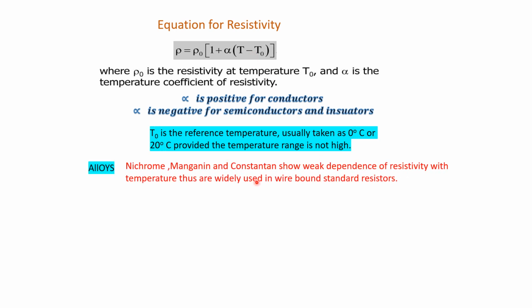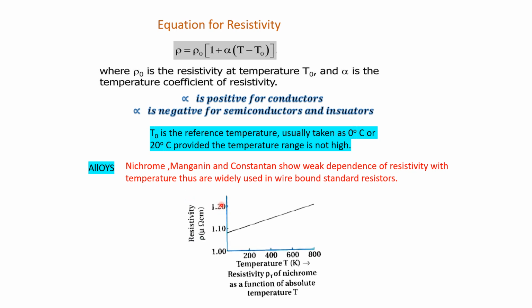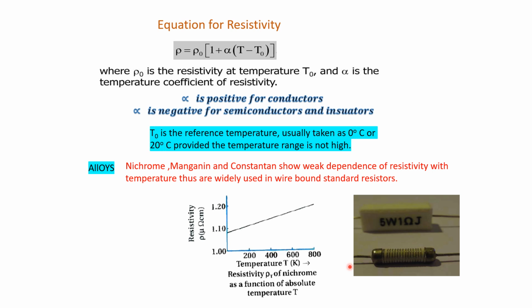Now alloys like nichrome, manganese and constantan show very weak dependence of resistivity on temperature. Due to that advantage, they are widely used in wire-wound standard resistors. So in the laboratory, we come across alloys like nichrome, manganese and constantan that are used in wire-wound resistors.